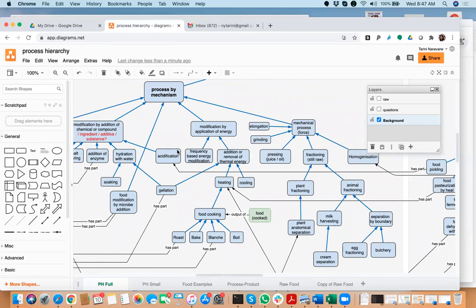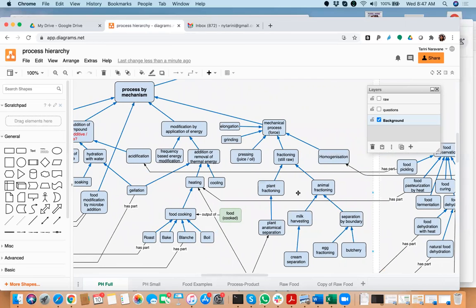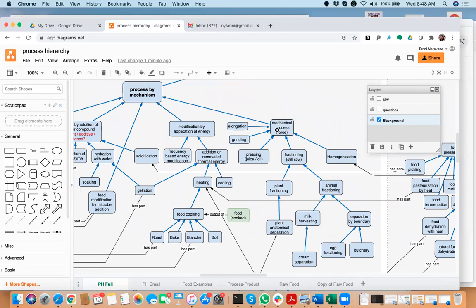So I think this is more physical methods. And yeah, I guess we should, although mechanical force is clearly physical, it would be good to categorize it as physical.